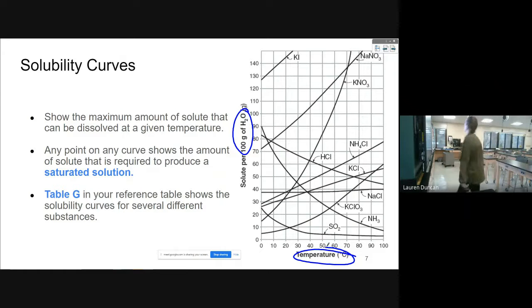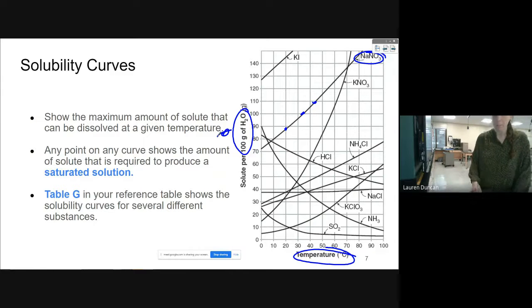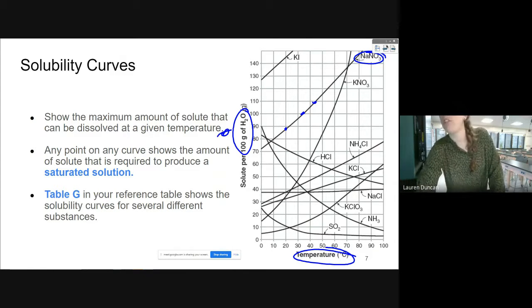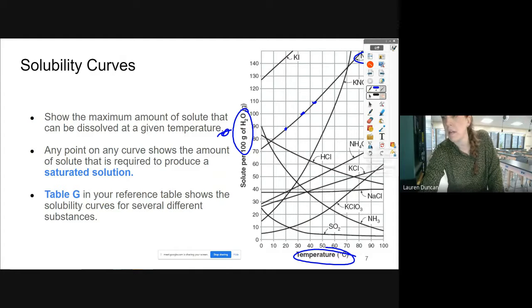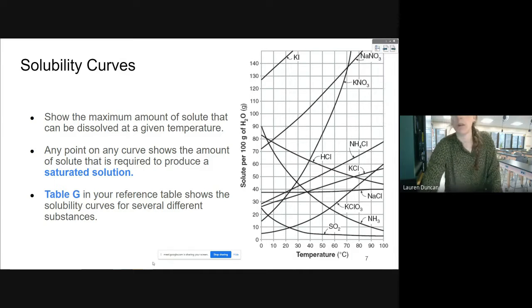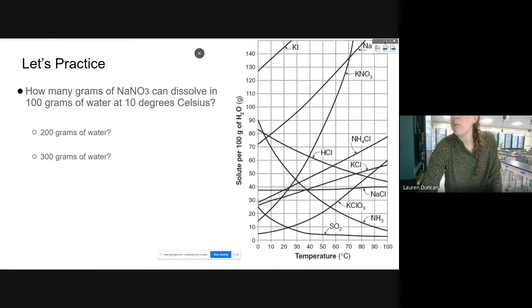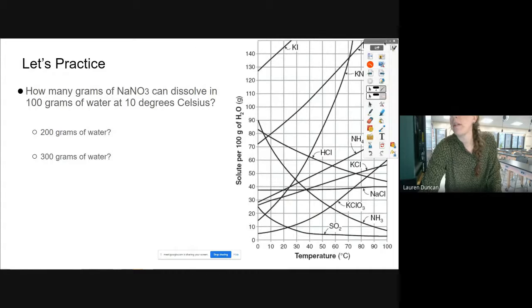So any point on any of these curves here represents the amount of that solute, so like the amount of NaNO3 that can dissolve in exactly 100 grams of water at a particular temperature and create a saturated solution with it. So the key when you're working with table G is you have to remember this is how much of these substances, their mass in grams, that's the Y, that can dissolve in exactly 100 grams of water at a particular temperature. So sometimes when you're asked questions from table G, you can just straight up read the graph.